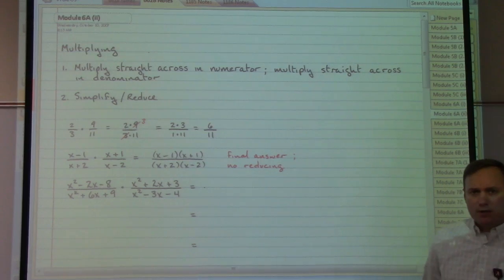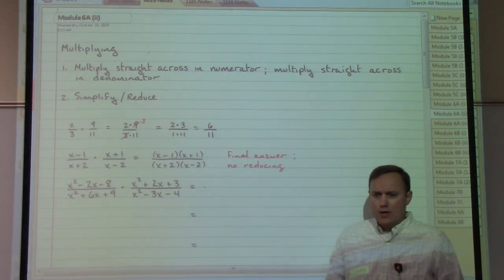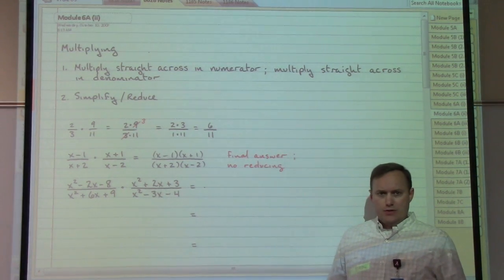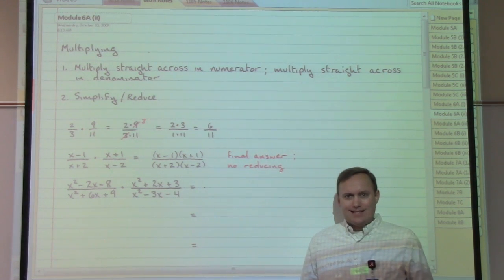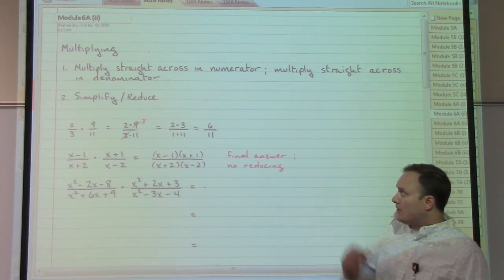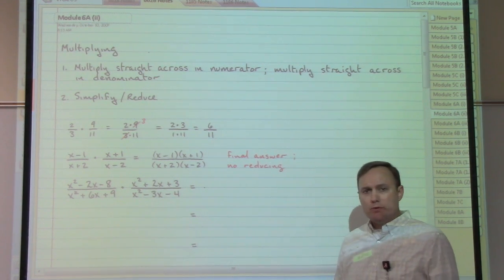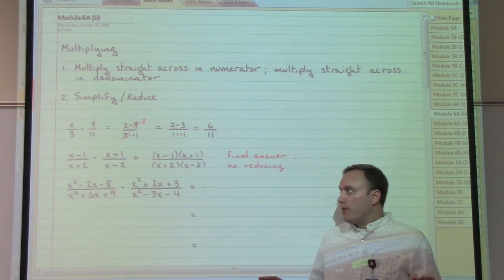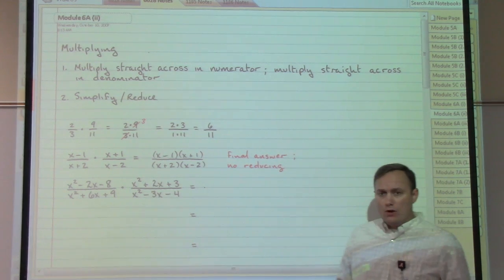So like you might have experienced in the past with fractions, moving on from the basic introduction and the elements of simplifying or reducing fractions, the next nicest thing to handle would be multiplying and dividing. So multiplying. Officially speaking, we want to multiply straight across in our numerators and multiply straight across in our denominators.